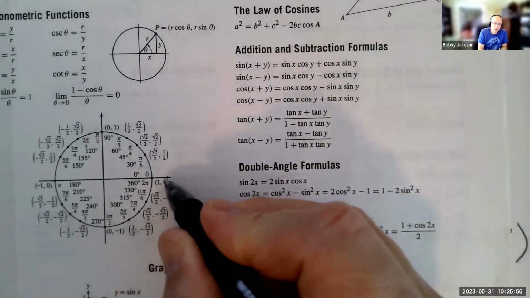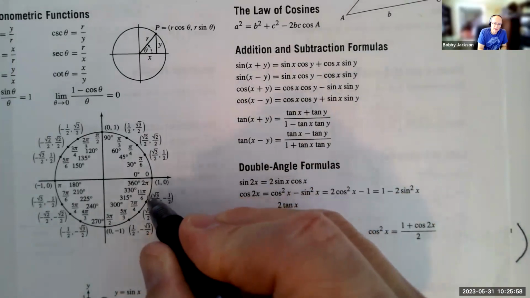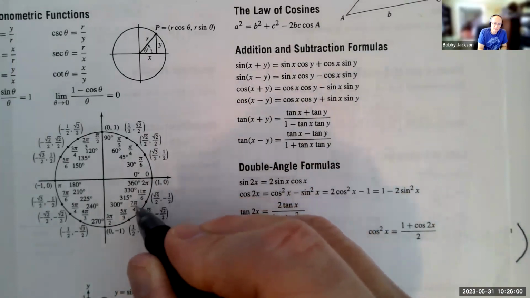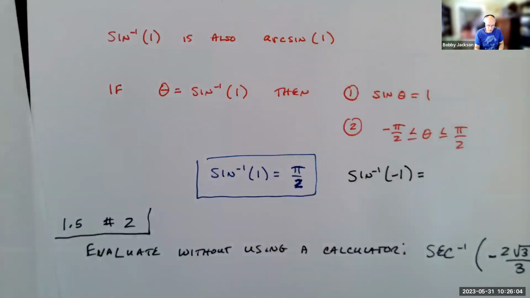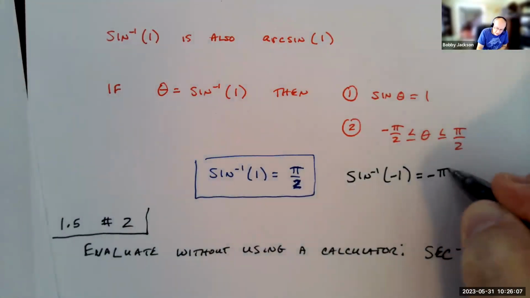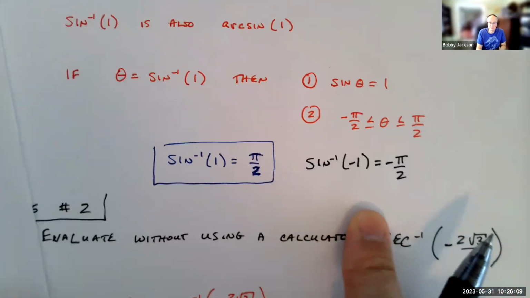So in fact, the inverse sine of -1, remember, this is going down in the negative direction. This is -pi/6, -pi/4, -pi/3, -pi/2. So the inverse sine of -1 is actually -pi/2. Okay, so be careful about that.